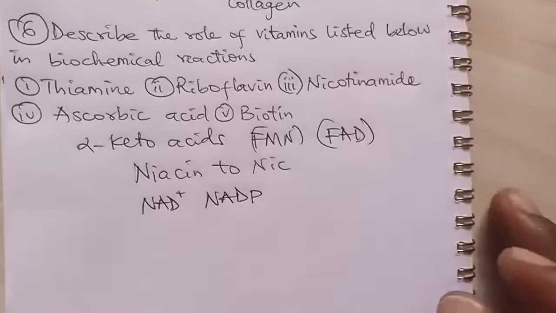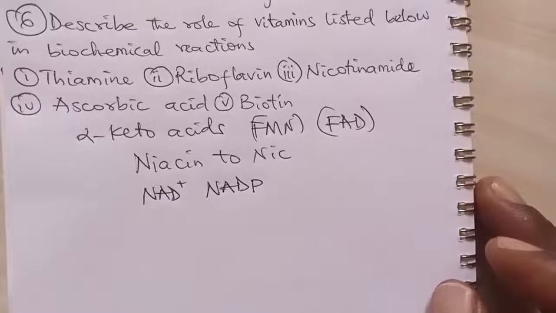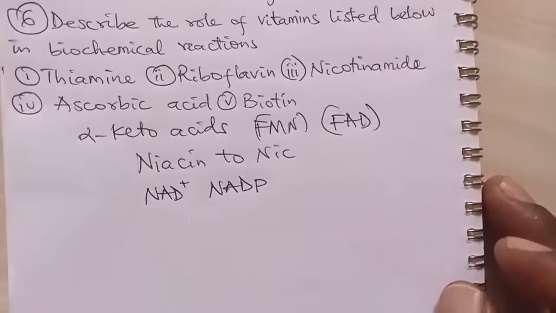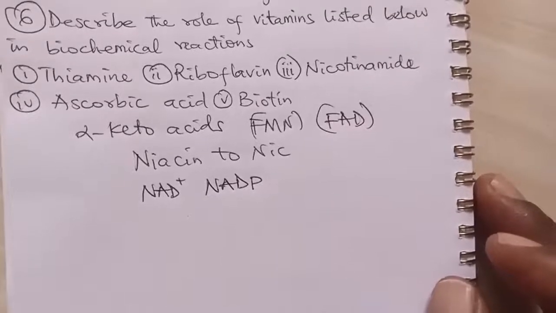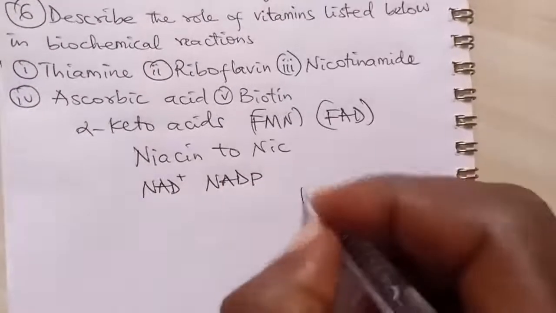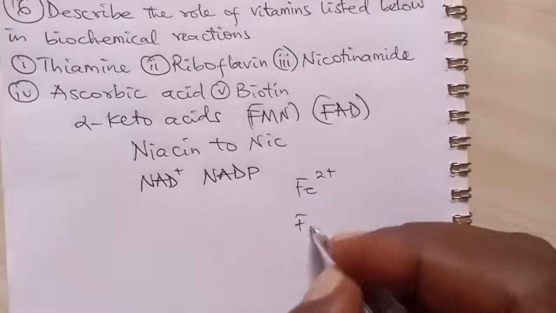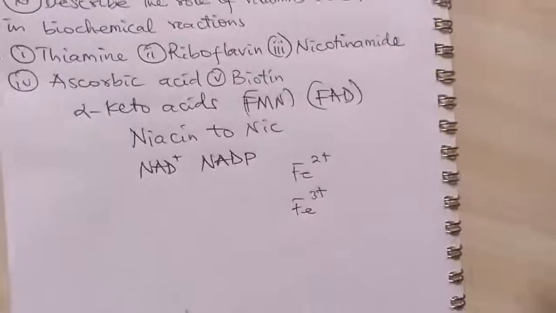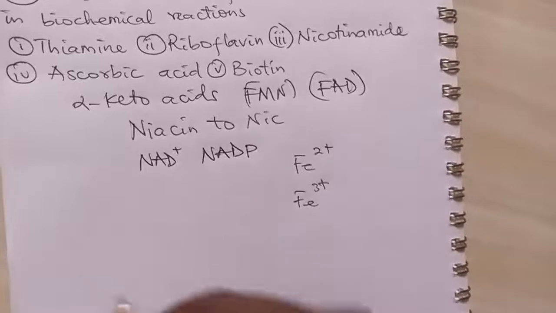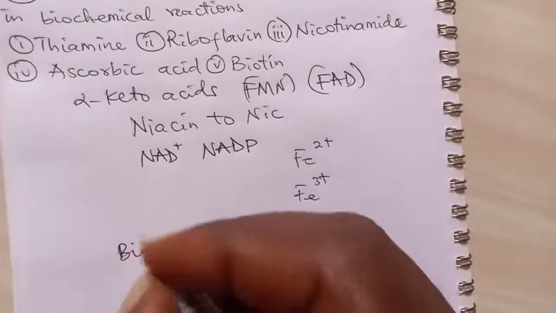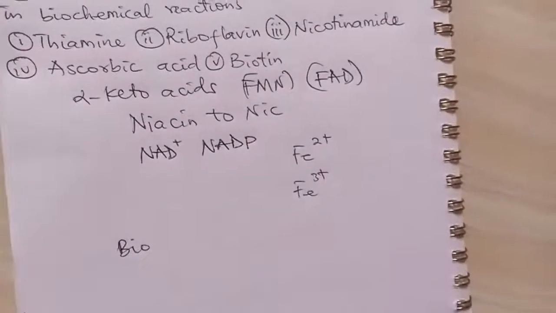The next one is ascorbic acid. It functions as an antioxidant and as a coenzyme utilized in oxygenation reactions. Ascorbic acid acts as a reducing agent, maintaining the iron atom of enzymes in the ferrous, that's Fe2 plus, rather than ferric, Fe3 plus state. It also improves intestinal absorption of iron. The last one is biotin. Its essential role is to carry activated carbon dioxide.